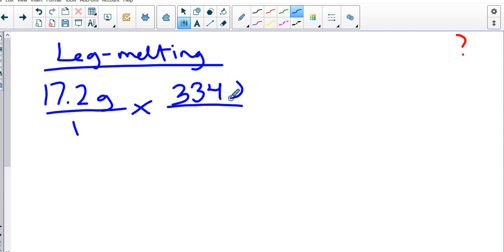334 joules per gram. And then grams cancels. And I'm going to multiply these numbers together. Do you see how it's written joules and then a line and then grams? That's what this means. You could put a 1 down there, but I wouldn't, because that's just going to confuse you.